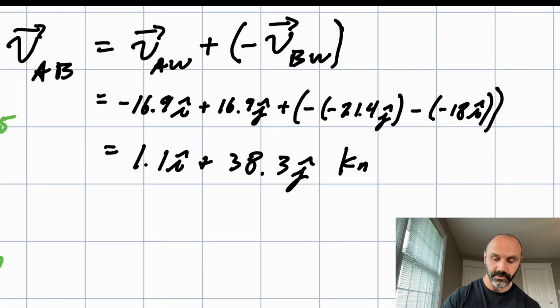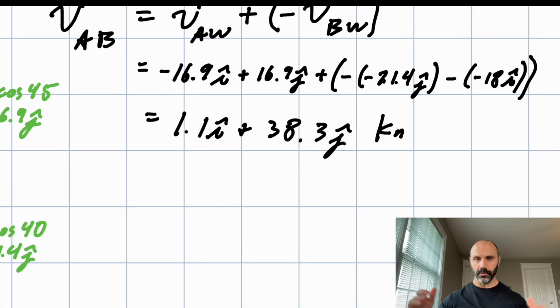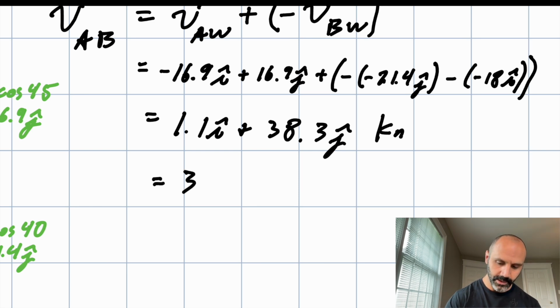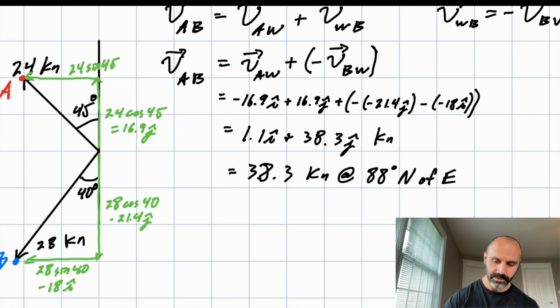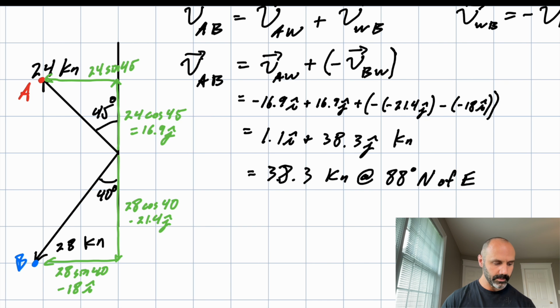Now, they want me to find the magnitude and direction. So we recombine everything using trigonometry. I'm not going to go through the details of that. I think you know how to do that. 38.3 is what it turns out to be as the magnitude, knots, at an angle of 88 degrees north of east. Okay, so that's the answers to A and B.